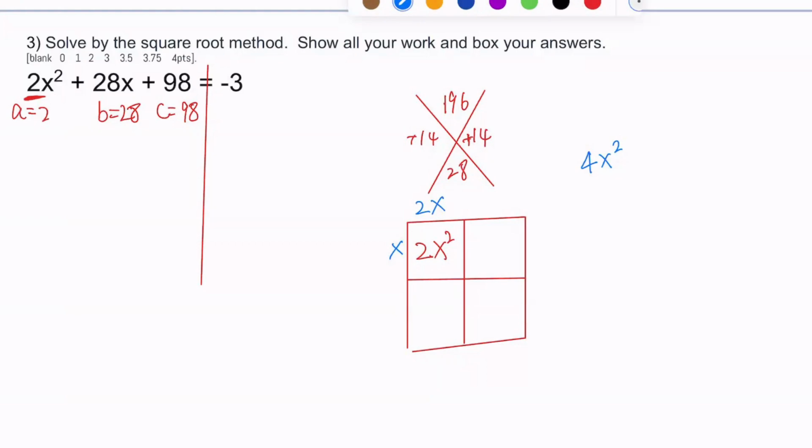Okay, so if this is 2x times x, and this is 14x, and this is 14x, and this is 98, right? So what needs to be here? So if this is x times, so this is x times 14, right? So 14 should be here, okay? Because x times 14 is 14x. In here, 2x times 7 is 14x.